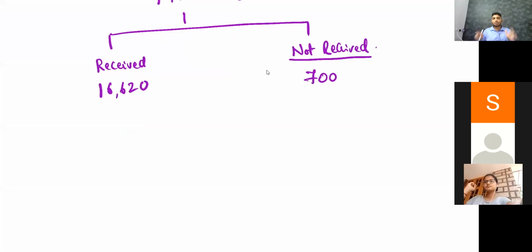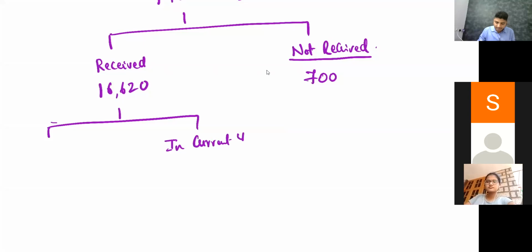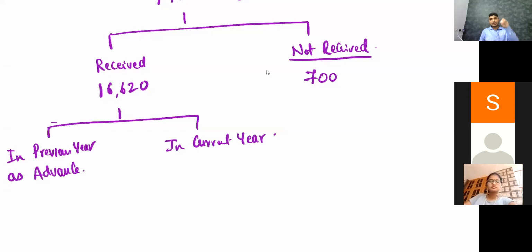also, I can divide it into two parts. What are the two parts? One is received in the current year, and the other is received in the previous year, or last year, as advance. Correct? This 16,620 I may have received this very year, or I may have received part of it last year as advance.